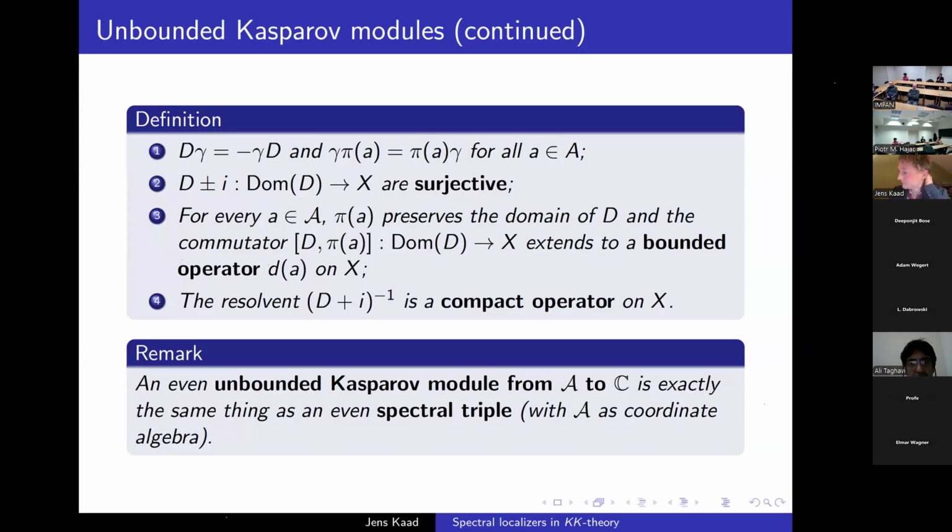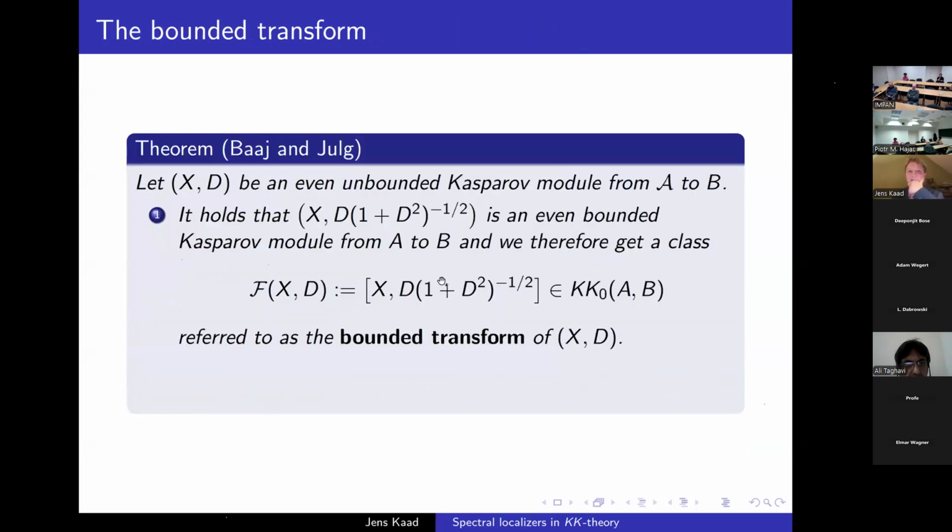And now comes the theorem due to Baaj and Julg. So it has two parts. Let's start out with an even unbounded Kasparov module from curly A to capital B. And then the first part tells you how to get a class in KK theory out of your even unbounded Kasparov module.